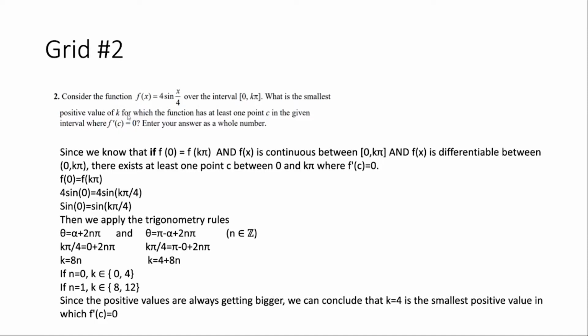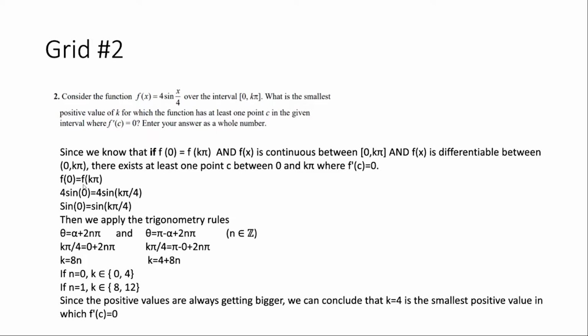So f prime of c equals 0 is the last thing. It means if it exists, then the first three conditions must be true and must also exist. So f of 0 must be equal to f of k pi for f prime of c equals 0 to exist. Same with f of x to be continuous on the closed interval, and differentiable on the open interval. We already know it's continuous and differentiable because it's a sine function, but we just need to find k that will allow f prime of c equals 0 to exist.